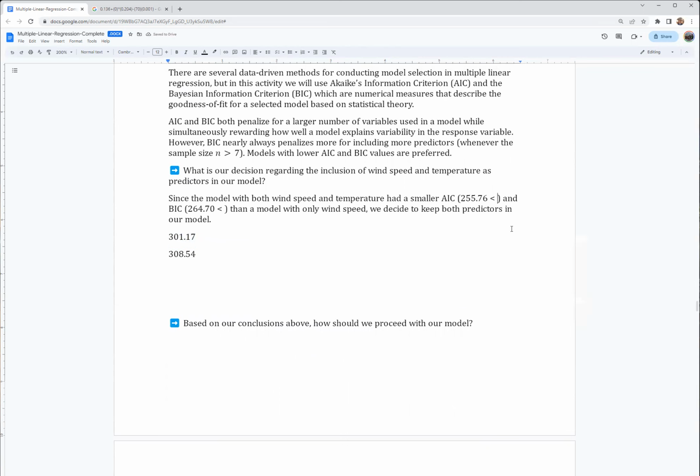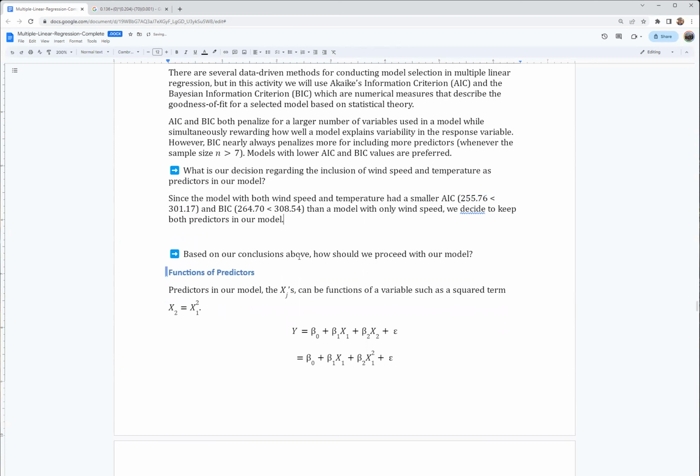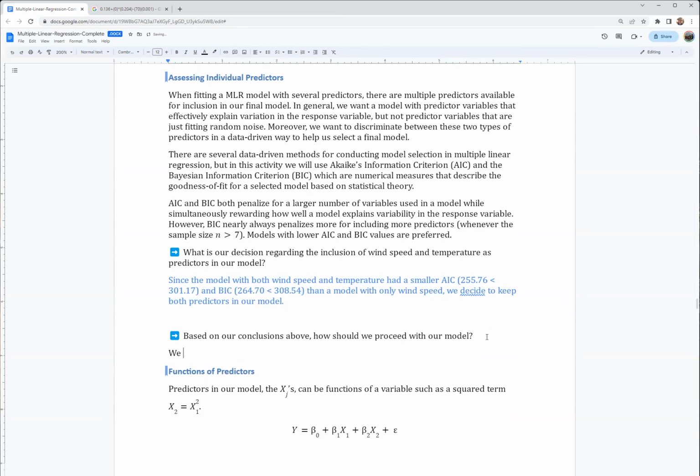Right, so the AIC for the two predictor is this versus this for the single, and then the BIC, this. There we go. All right. So pretty much it comes down to, we want the model that has the lower AIC values and the lower BIC values. So here, since that's the model with both predictors, we'll keep both in the model.